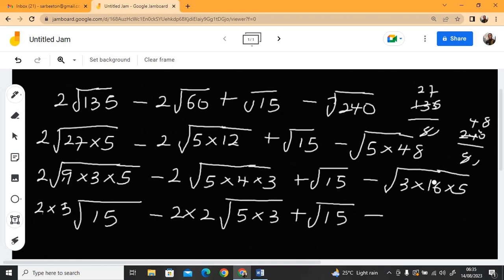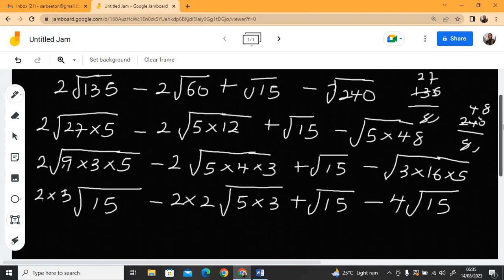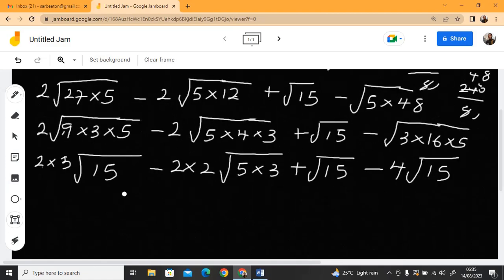Now this one, square root of 16 is 4. So that 4 you bring it here. Then you have 3 times 5, which is 15. You can see how simple this is. Just follow step after step. You're going to get it. 2 times 3 is 6, root 15. Minus 2 times 2 is 4, root 15.